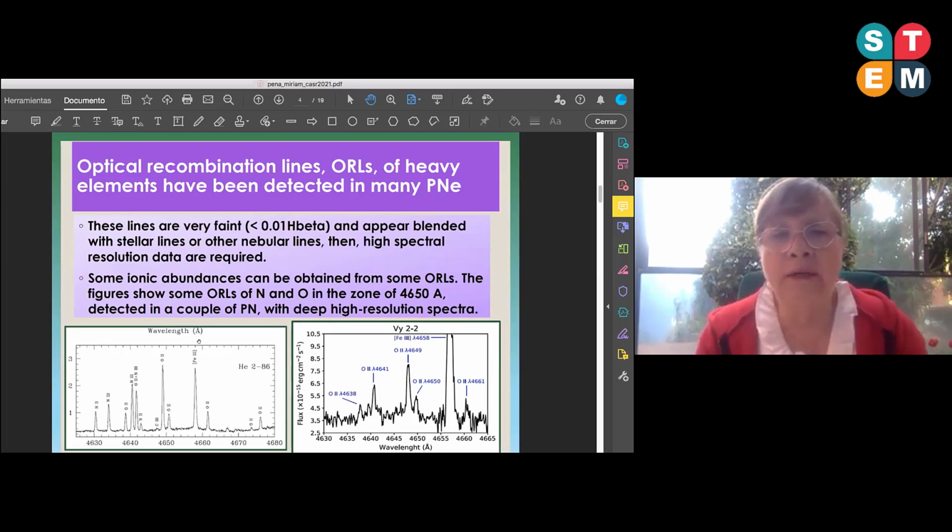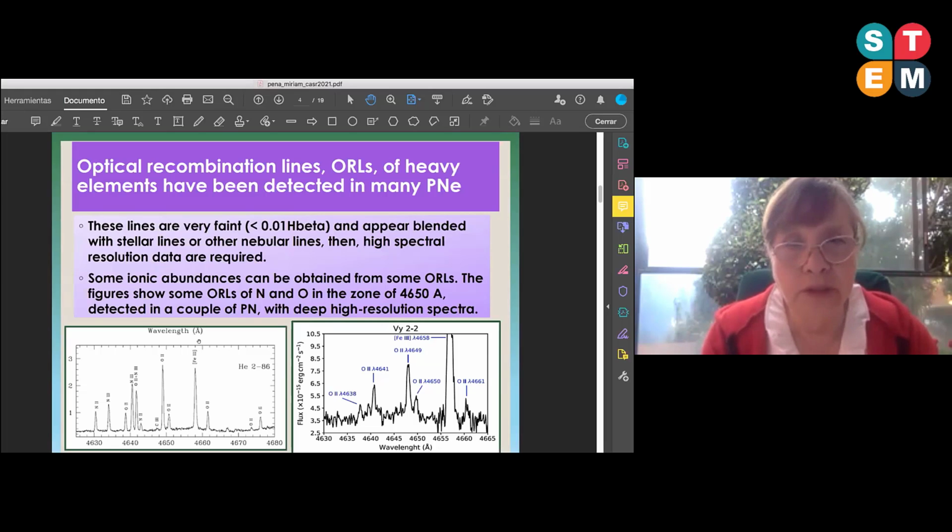Also, there are optical recombination lines, called ORLs, of heavy elements that have been detected in many planetary nebulae. These lines are very faint, typically 1/100th of H beta, and appear blended with stellar lines or other nebular lines. So high spectral resolution data are required to detect them. Some ionic abundances can be obtained from some ORLs. In these figures, we show some ORLs of nitrogen, for instance, here, and oxygen in the zone of 4650 angstroms.